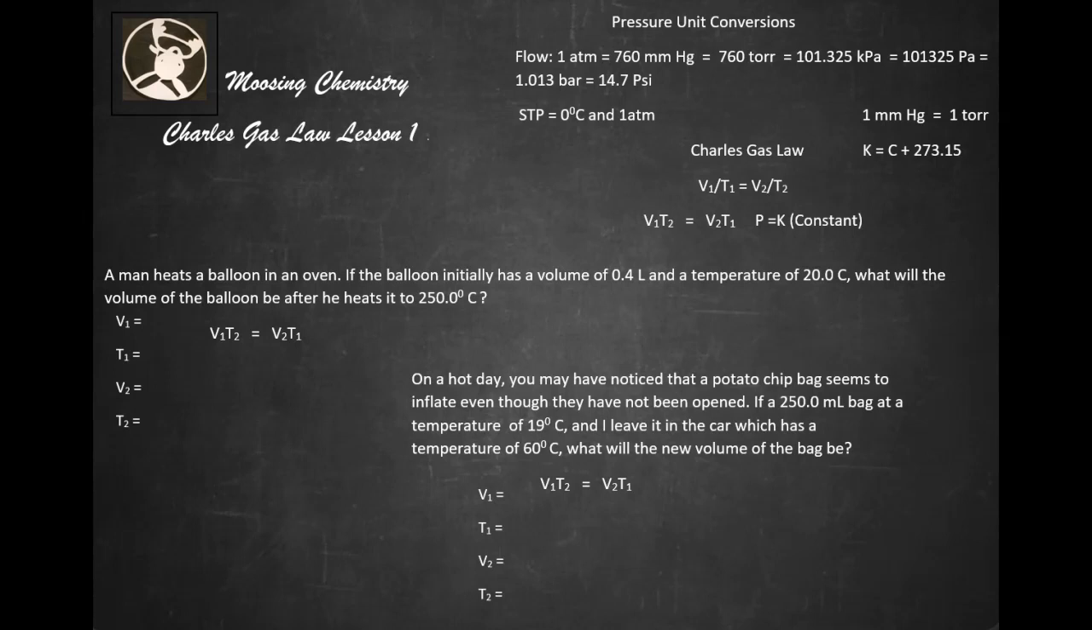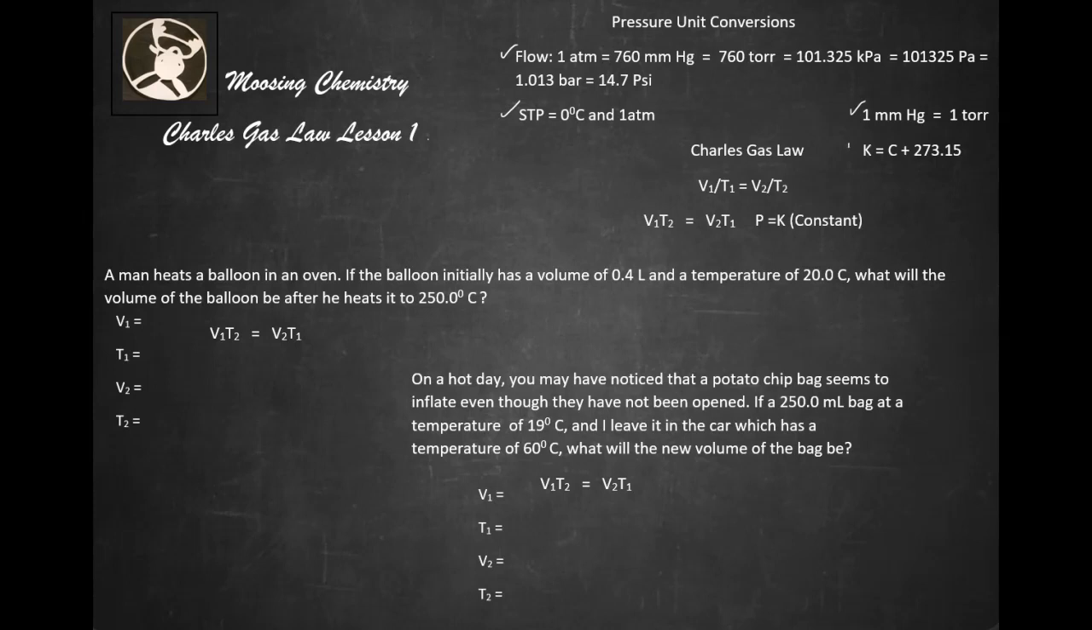Let's look at our pressure unit conversions. 760 millimeters of mercury is 1 atm, which also equals 760 torr, which equals 101.325 kilopascals, which equals 101,325 pascals, which equals 1.013 bar, which equals 14.7 psi. STP is at 0 degrees Celsius and 1 atmosphere. 1 millimeter of mercury is equal to 1 torr.